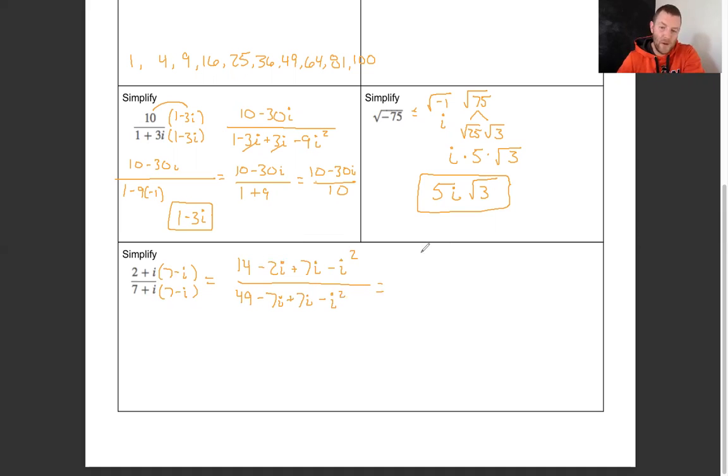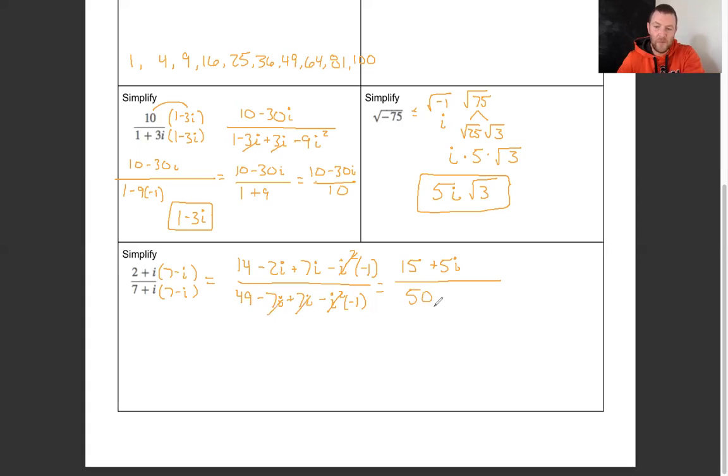Simplify the top. i squared becomes negative 1. I can do that on the bottom too. It becomes negative 1. 14 minus 1 would be plus 1, so that'd be 15. Negative 2i plus 7i is plus 5i. Do the bottom. 49 minus a minus 1 would be 50. And then minus 7i and plus 7i, they just cross off.